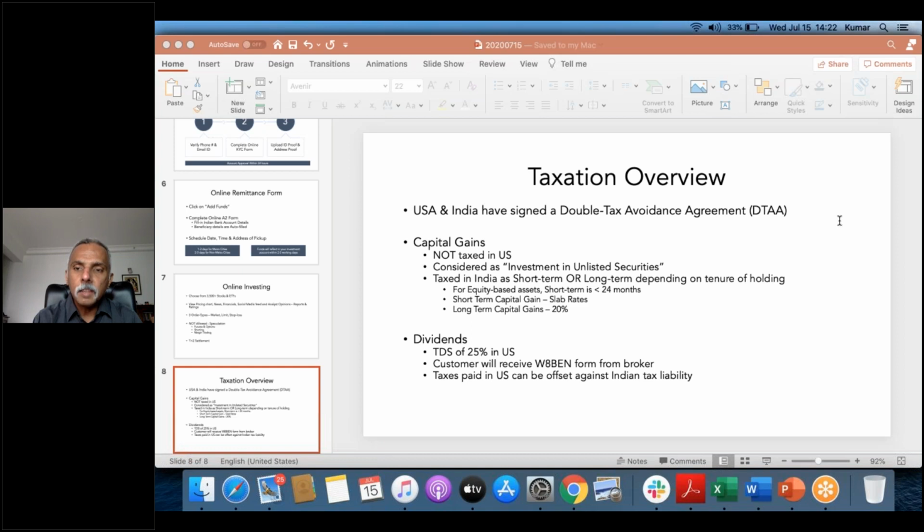Typically what happens is, under the LRS scheme, when you do a fund remittance and fill in this form, what you specify is a US dollar amount. So let us say you want to transfer $100 or $1,000 from your India account to your investing account in the US. The bank deducts the equivalent INR from your Indian savings account, gives you the exchange rate prevalent on that day, and deposits the corresponding US dollar amount in your global investing account.